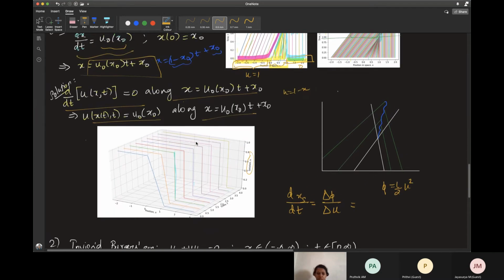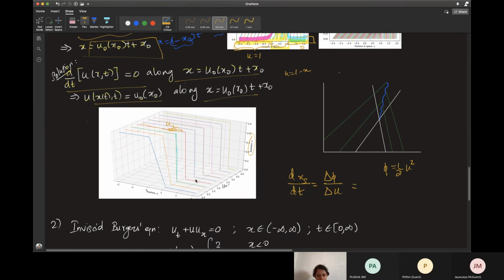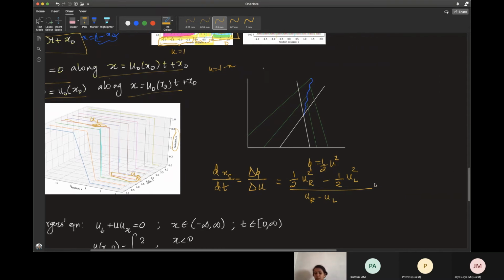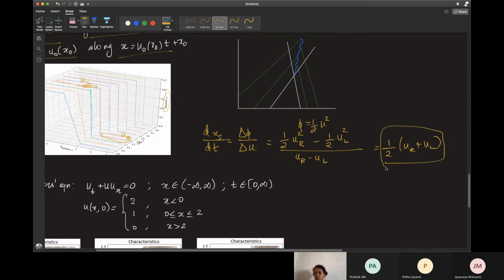Let me call the quantity towards the left of the shock ul, and towards the right of the shock ur. So I have half ur squared minus half ul squared, divided by the difference in u, so ur minus ul. Which is basically half into ur plus ul. So this is the speed of your shock.